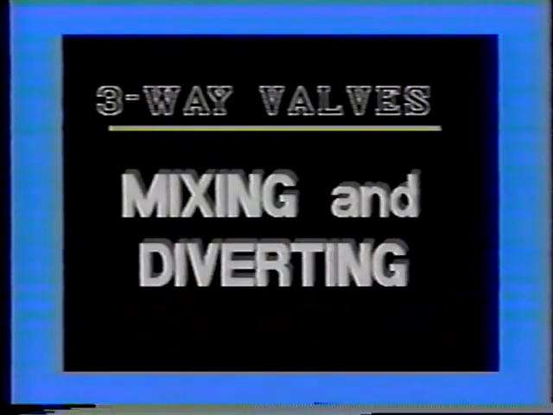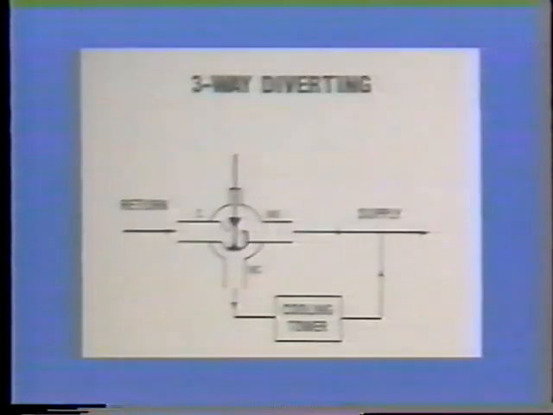There are two types of three-way valves, mixing and diverting. By far the most common application is that of a mixing valve, which is intended for modulating service. A diverting valve is generally used to divert the flow either through or around a piece of equipment, such as a cooling tower.